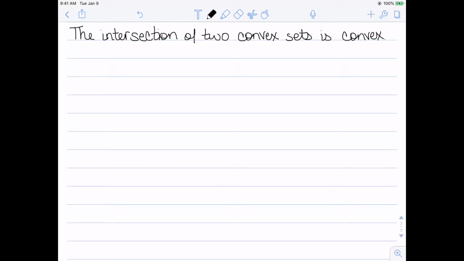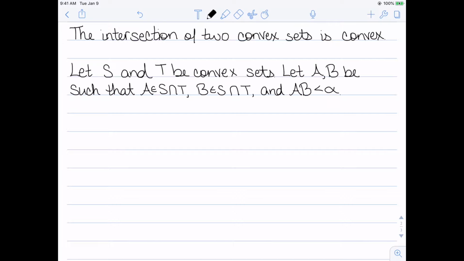A quick theorem about convex sets: the intersection of two convex sets is convex. So let's prove this. So we start with two convex sets, S and T. In order to show the intersection is convex, I need to take two points in the intersection and show that the line segment between them is in the intersection. So I'm going to pick two points A and B, such that A is in the intersection of S and T, B is in the intersection of S and T, and the distance between A and B is less than alpha.